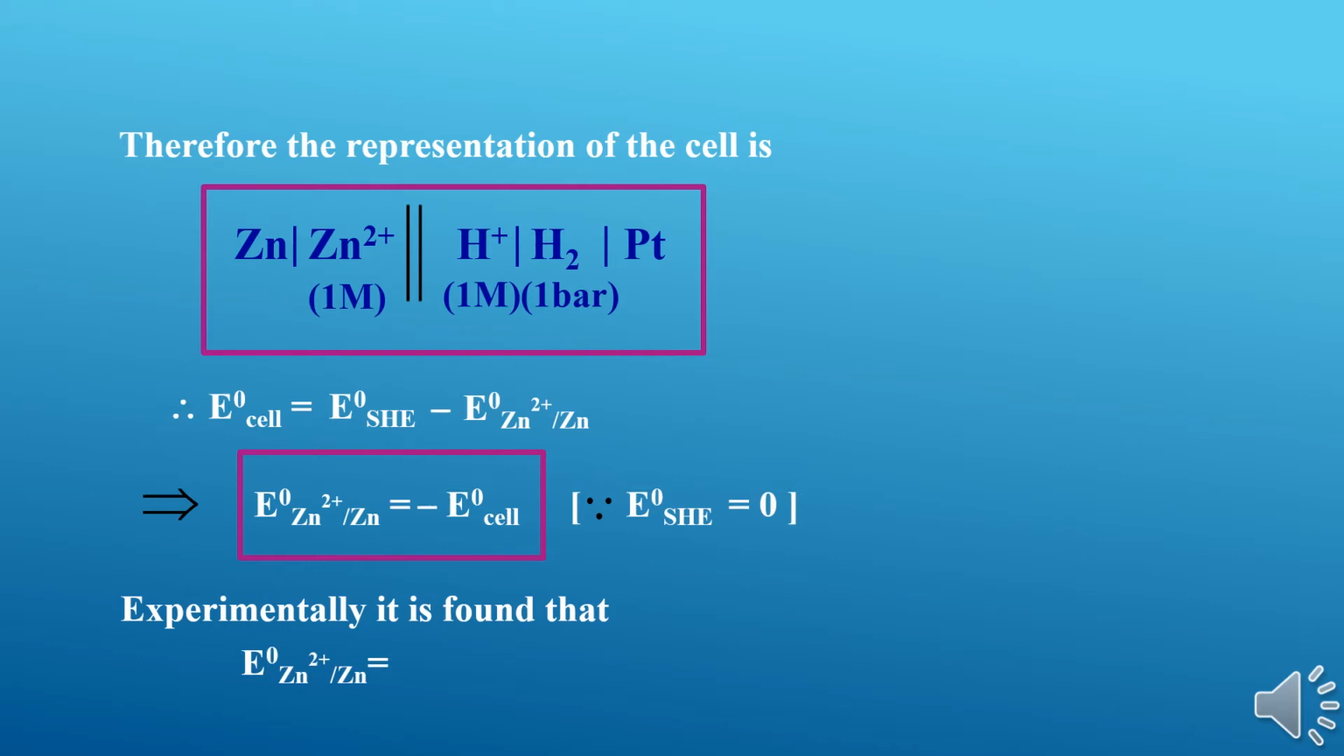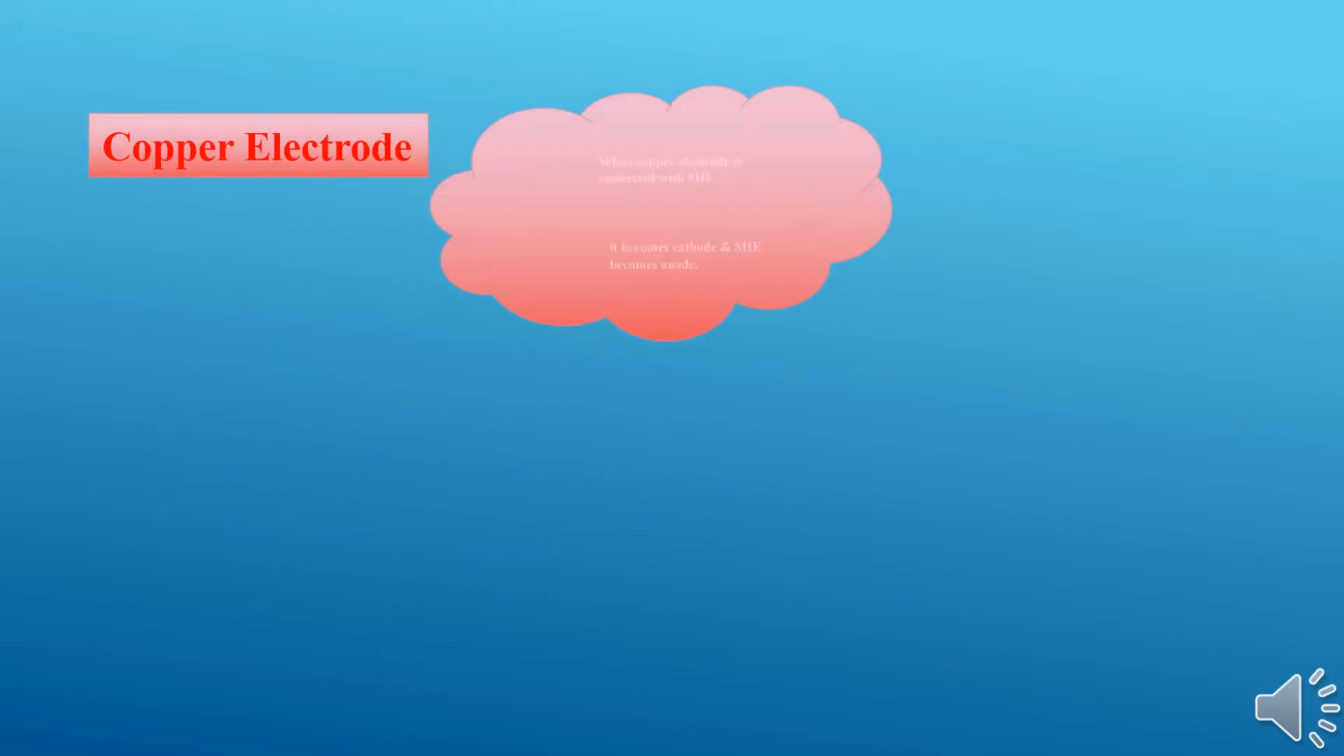Experimentally, it is found that E° of Zn2+/Zn is equal to minus 0.76 volt. That means the standard reduction potential of the zinc electrode is minus 0.76 volt. Next one is the copper electrode.